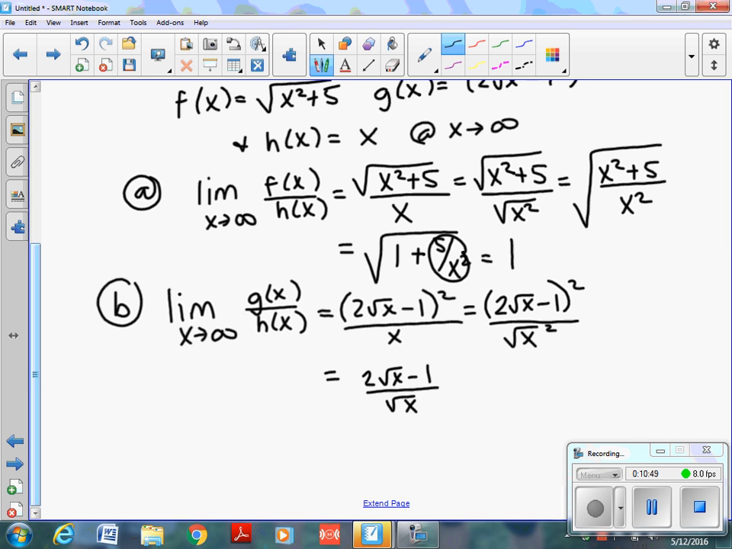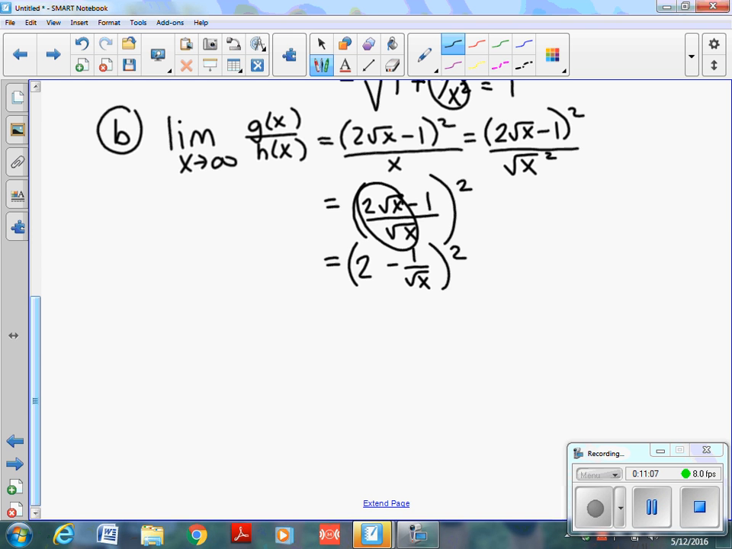All of that can be squared, which simplifies to, I can put this together first, which makes 2. Then I can put this together, which makes 1 over the square root of x, and I can square it. And then, as x is getting closer and closer to infinity, this part right here will get closer and closer to 0, and 2 squared is going to equal 4.